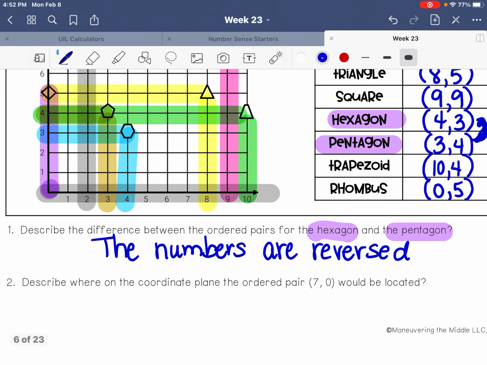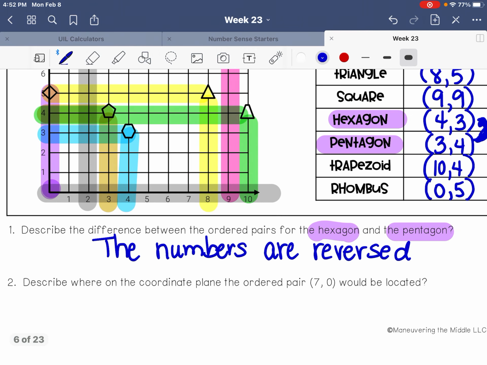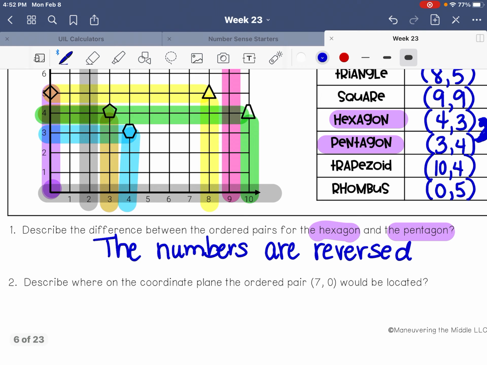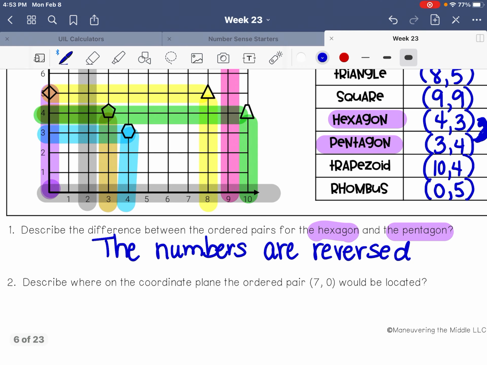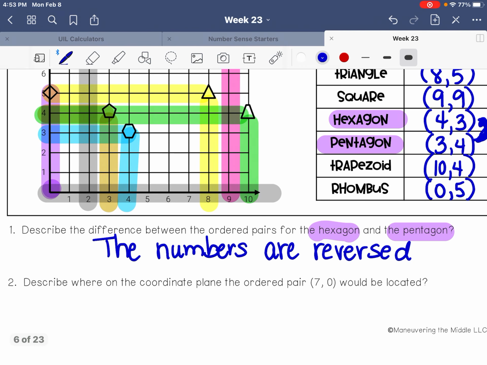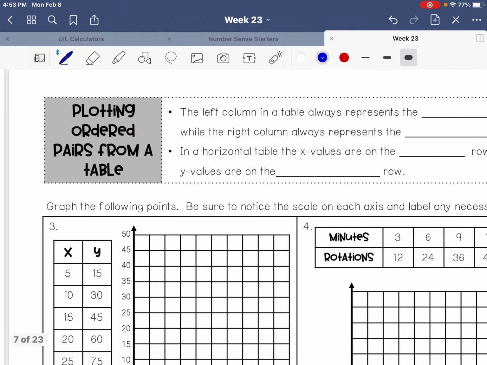Okay. Describe where on the coordinate plane the ordered pair (0, 7) would be. I'm sorry, (7, 0). I said that backwards. If you had (7, 0), that dot would be located on the x-axis because you're not going up. You're just going over to 7 and staying at 0 on the y-axis. So that stays on the x-axis. All right, I'm going to turn this paper over.